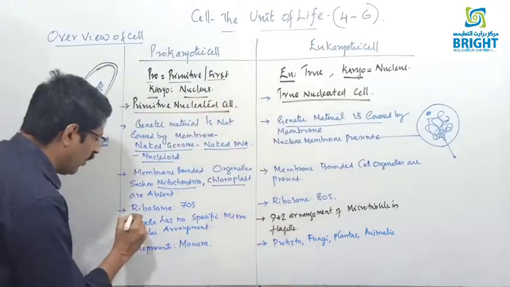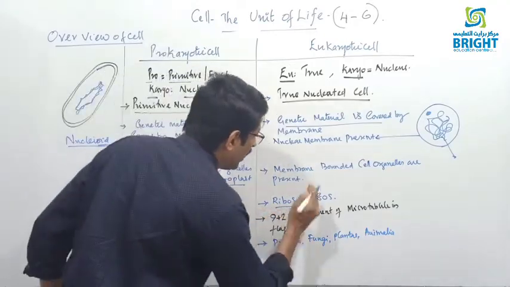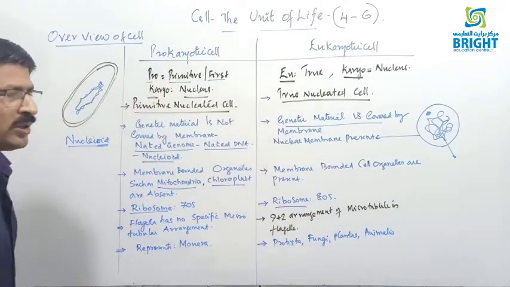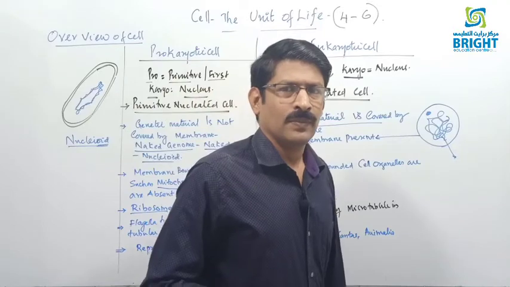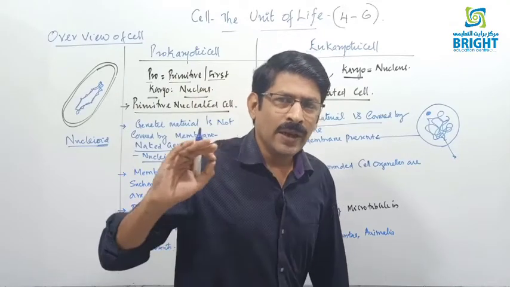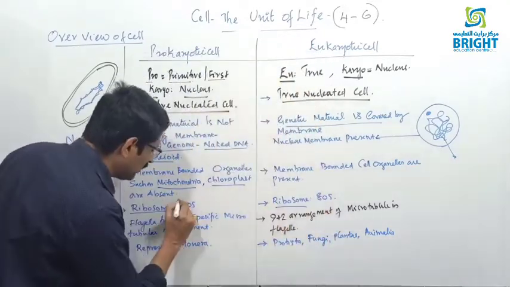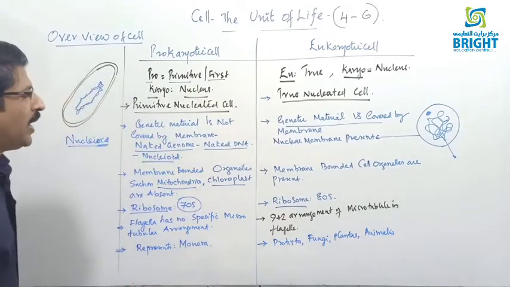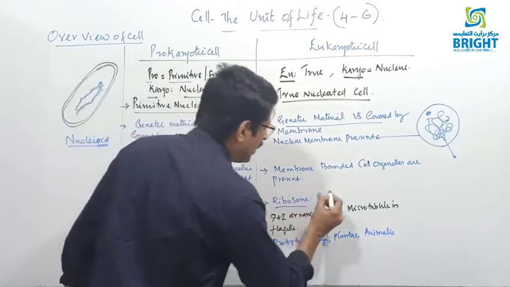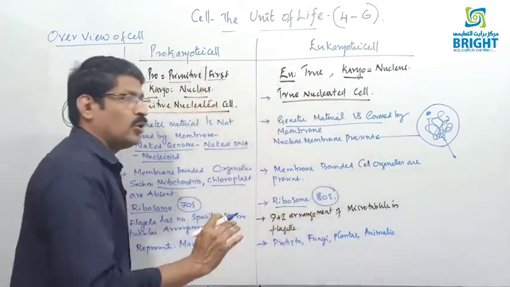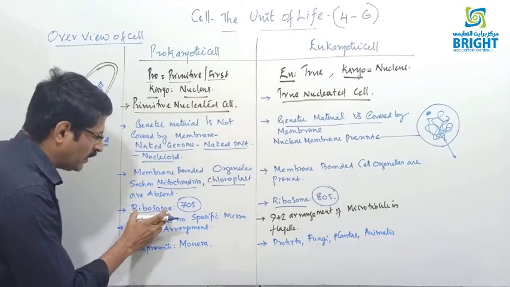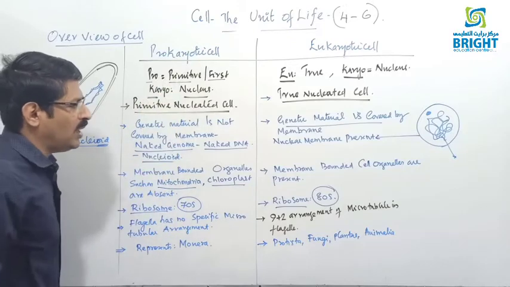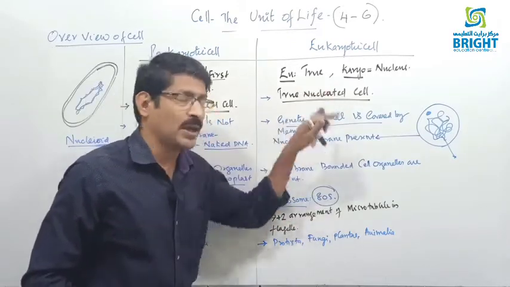Ribosome is common in both the prokaryotic and eukaryotic cell, and ribosome is not a membrane bound structure. Okay, and a 70S type of ribosome is present in the case of prokaryotic cell, and 80S ribosome is present in the case of eukaryotic cell. The 70S ribosome is present in prokaryotic cells, and the 80S ribosome is present in eukaryotic cells.